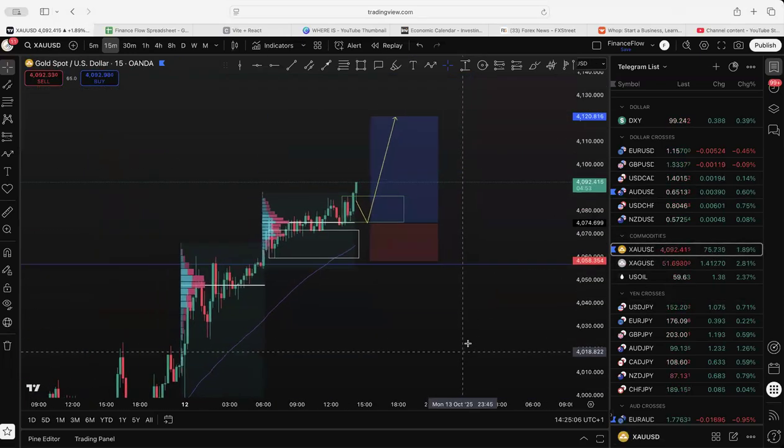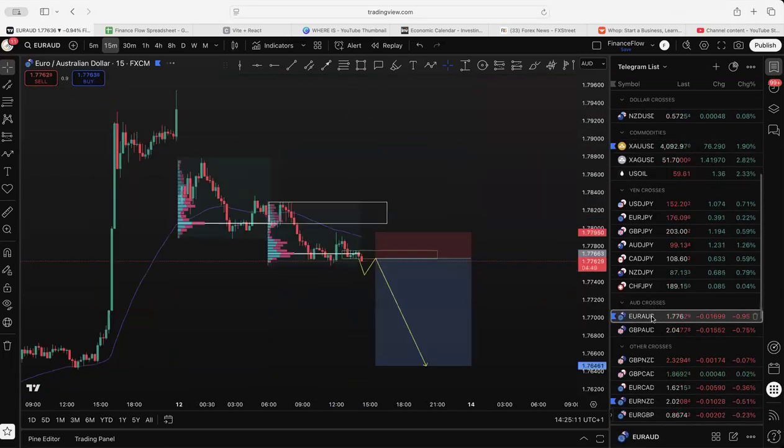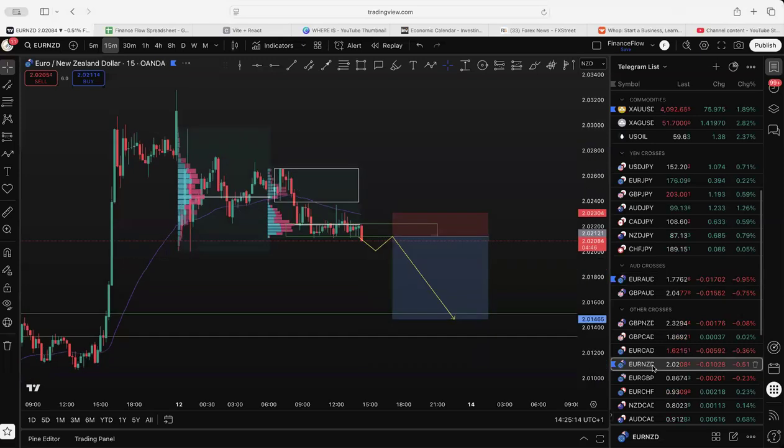Gold has gone. Like I said, there's no stopping at the moment. Euro AUD starting to go as well, and Euro NZD too. So remember these. All right.